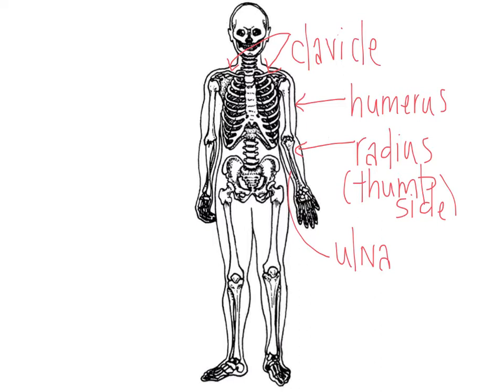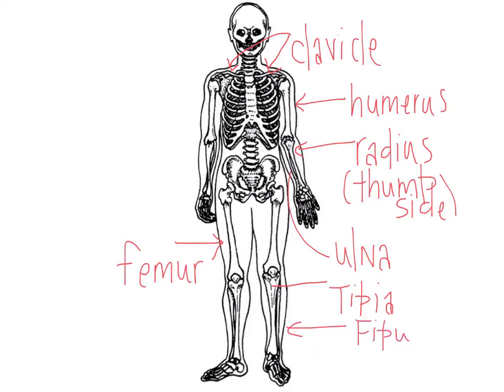If we're looking at our legs, this main bone here is our femur, your thigh, and then our lower leg is made up of two bones, your tibia and your fibula. Your tibia is the big one, known as your shin bone. And then the little one on the side is your fibula. So your tibia and your fibula make up the bottom of your leg.